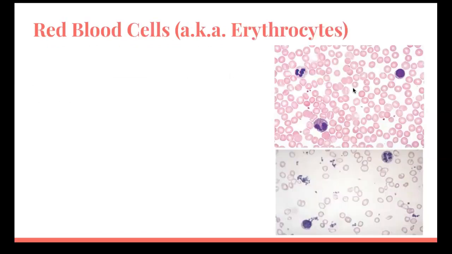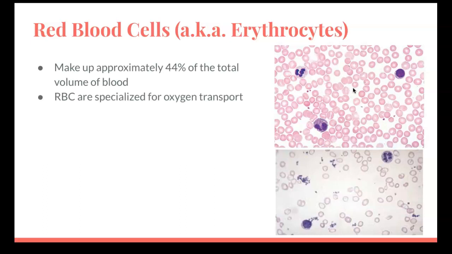So the first type of cell that we're going to talk a little bit more in detail about is the red blood cells, or the erythrocytes. So this again is about 44% of our blood. They're usually talked about for oxygen transport. That's their main function. And most of the time when they're mature, they don't have a nucleus. The reason for that is because they don't really have to do anything. They just get pushed around in the blood. They don't have to really think about stuff.